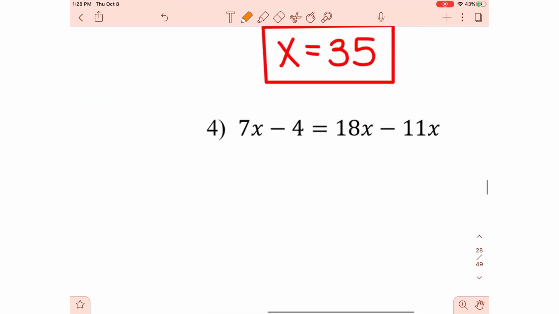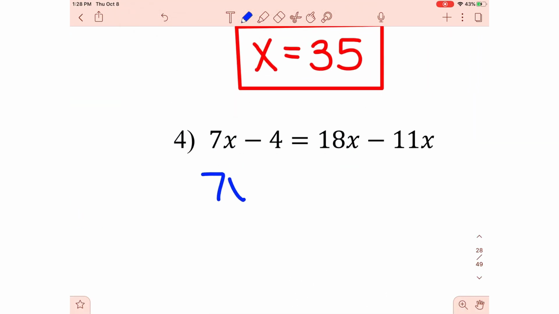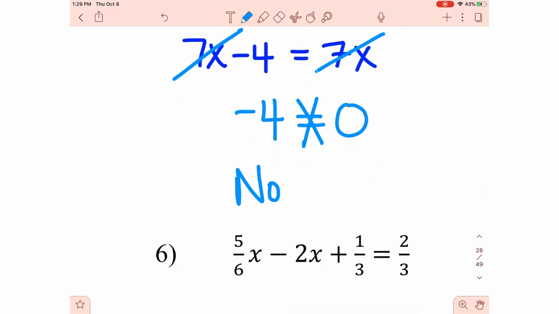I bet we can guess what's going to happen in this one. I have 7x minus 4 equals 18 minus 11 is 7x. The 7x's will cancel on both sides. I'm left with a false statement. Obviously, -4 does not equal 0, so this is a no-so. No solution.